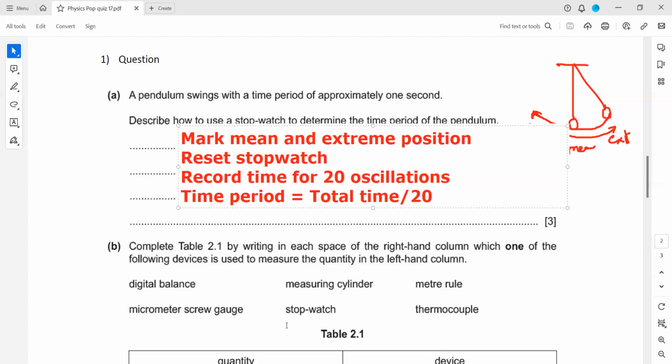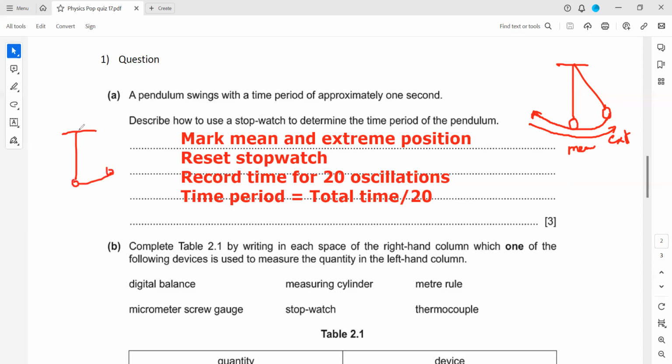So whenever we want to determine the time period as accurately as possible, we reset the stopwatch, we mark mean and extreme position, we release the pendulum from its extreme position. The moment we release, it will move to its mean position, then to extreme, and then return back. So this one is known as one oscillation, and the time to complete one oscillation is called time period. But practically, it will be difficult to record the time for one oscillation as the reaction time is also involved. So to reduce the percentage uncertainty, we record the time for 20 oscillations and then the total time divided by number of oscillations.